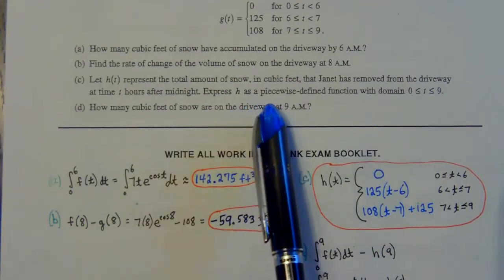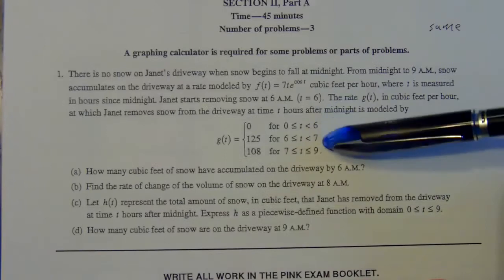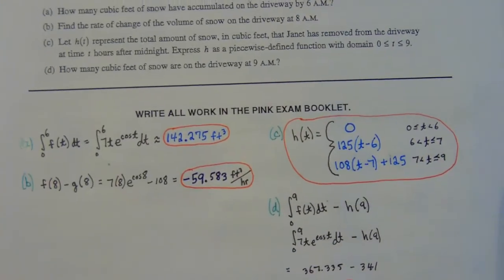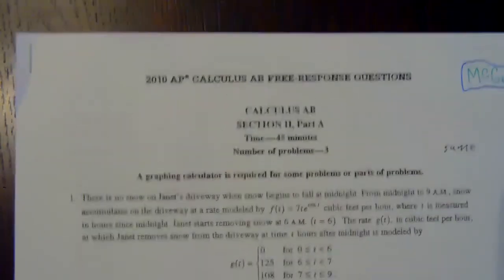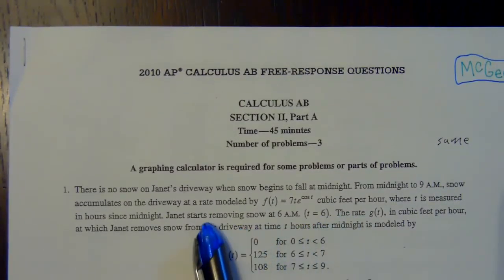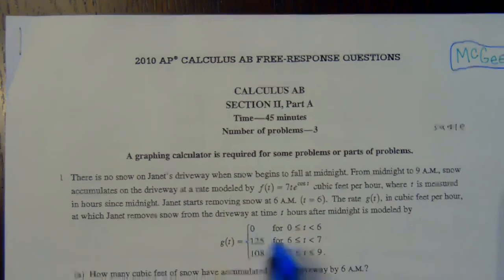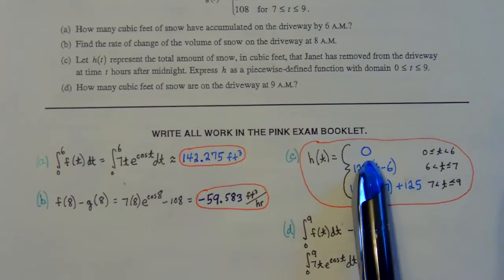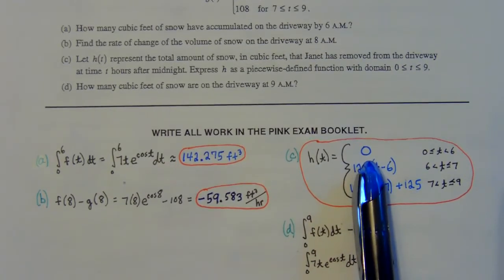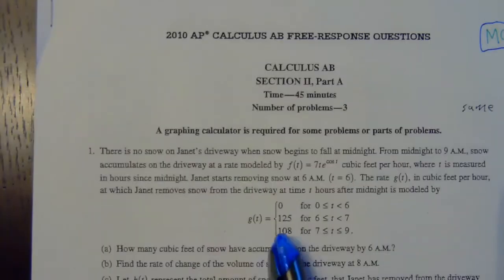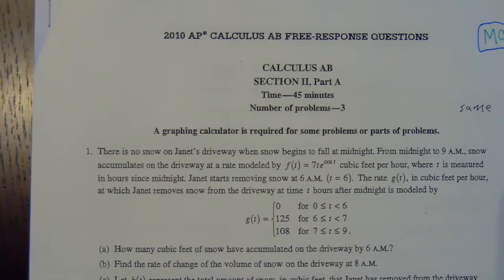Now, we have a piecewise function between 0 and 9 because the times are different. So I have my 0, 6, 6, 7, 7, and 9. In between 0 and 6, I know Janet was probably sleeping. It says she didn't start removing the snow until 6 a.m. So in between 0 and 6, she removed 0 cubic feet of snow from that driveway. So that was the easy part, equal to 0. And then I knew if I integrate G of T, that's supposed to change it from cubic feet per hour into cubic feet, giving me a total amount of snow.